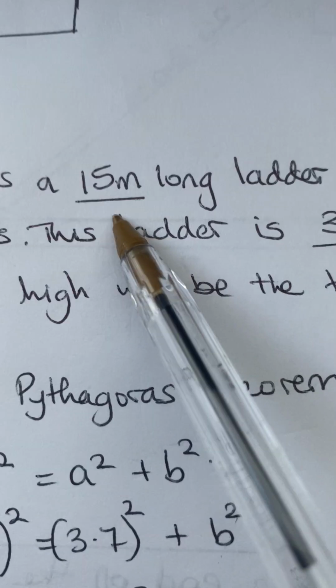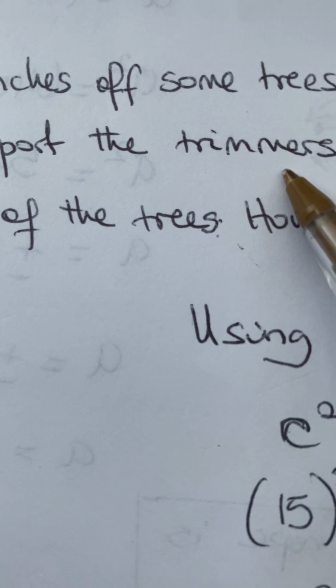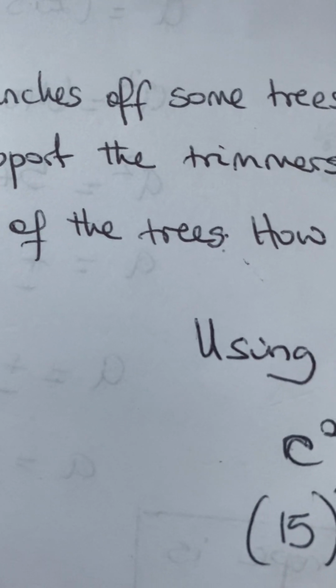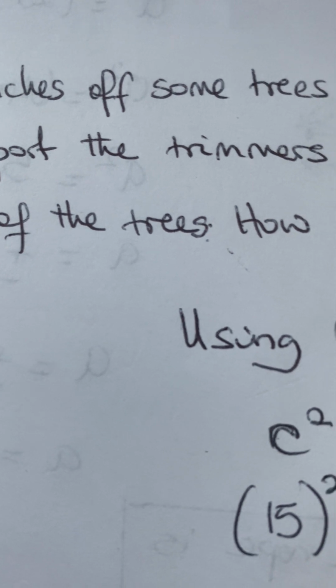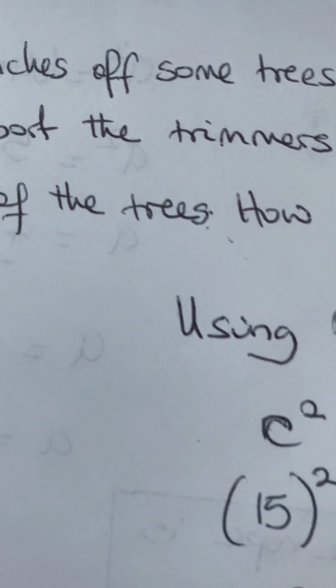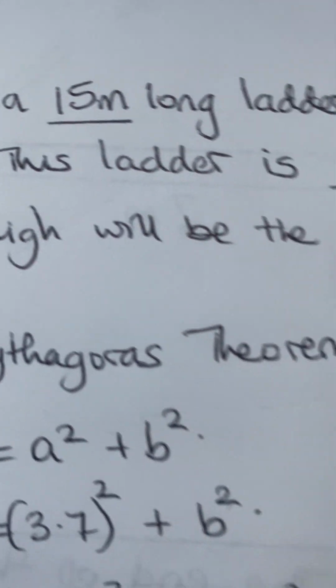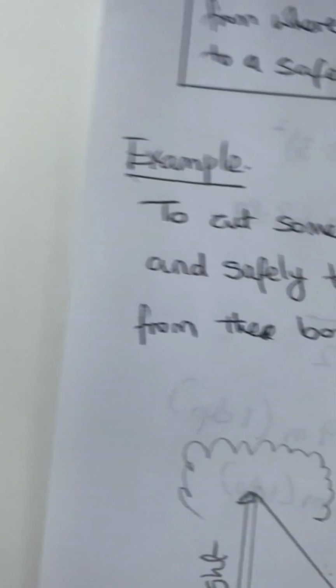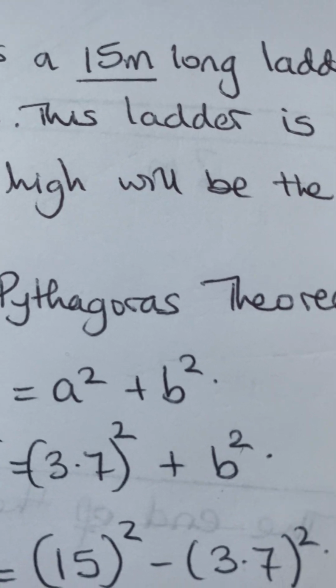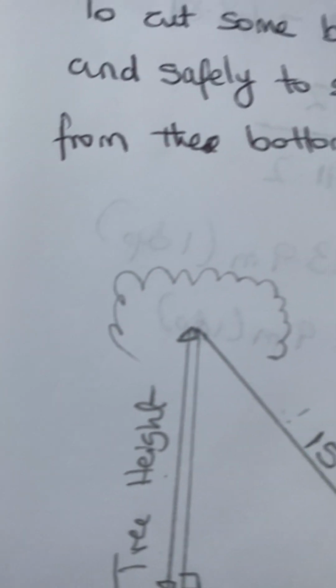Now there's another example here. To cut some branches off some trees, a 50-meter long ladder is used safely to support the trimmers. Some local council, at times you see them going around trimming some of the big trees so that it doesn't fall and become a hazard or hit people when there is a storm. The ladder is 3.7 meters away from the bottom of the tree. How high will the tree be?